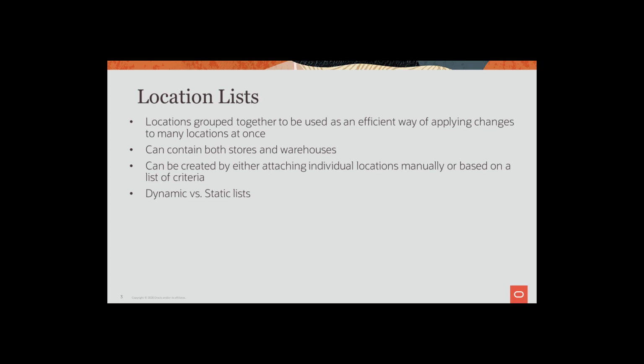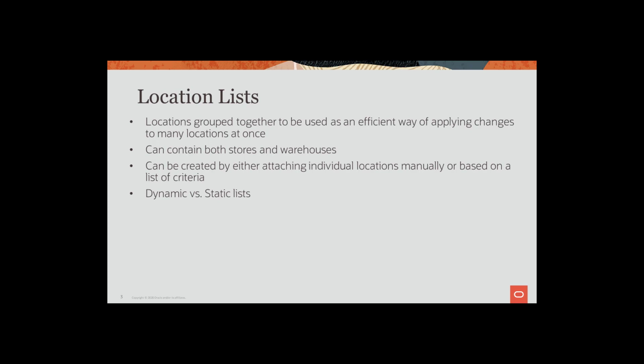Location lists can be created to group together stores and warehouses in order to more efficiently execute processes in merchandising, such as item ranging and cost changes. Location lists can be created with both store and warehouse locations. When creating a location list, users can either add locations individually or use criteria, such as location traits, district, or store format. Location lists can be created as either dynamic or static.